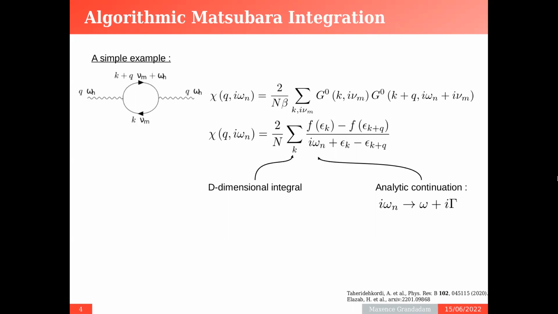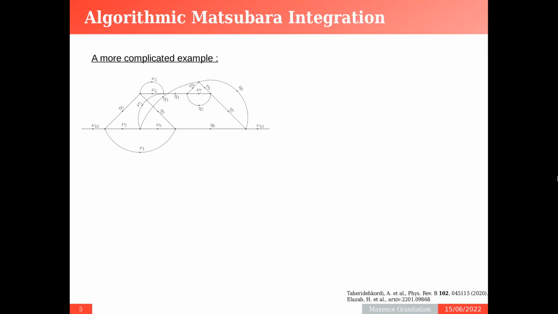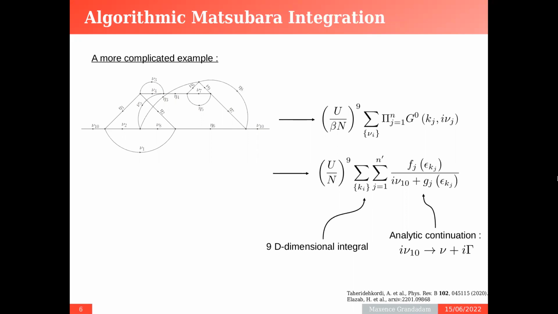This is a very easy and general setup, but it becomes much more complicated if we, for example, want to compute an arbitrary self-energy diagram. Here I have a ninth order diagram for which I don't think anyone can give an expression, but there is still a structure that we can use. In particular, we know that this diagram will have an expression in terms of a product of more than 9, 12 Green's functions, and that we can still get rid of the Matsubara sum using the residue theorem multiple times. We get a result with 9 d-dimensional integrals for the internal momentum, and the external frequency appears in the denominator with some function of the dispersion, but we can still use analytic continuation to compute the result on the real frequency axis.